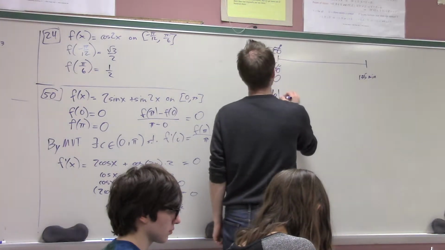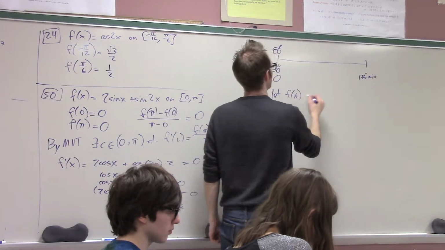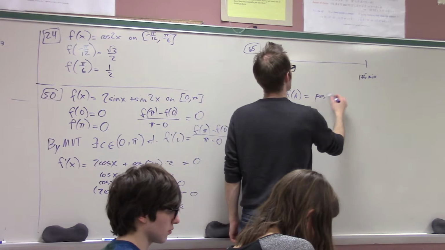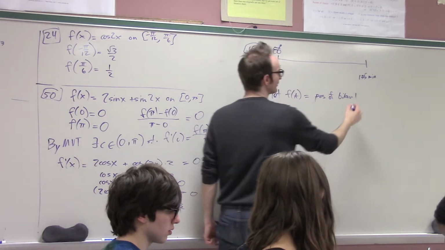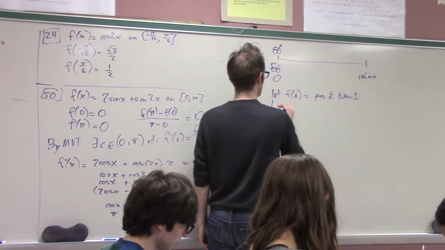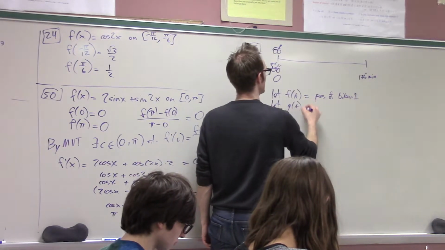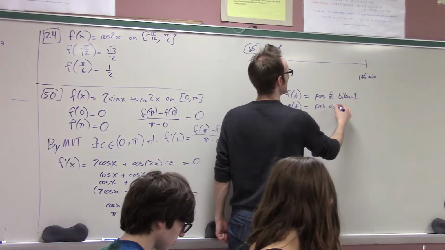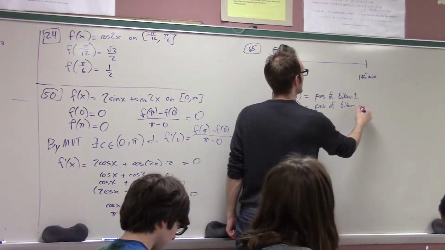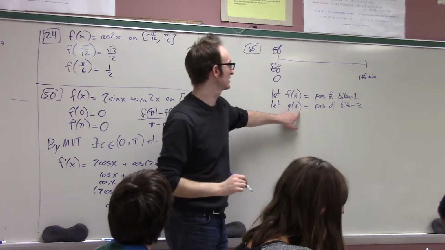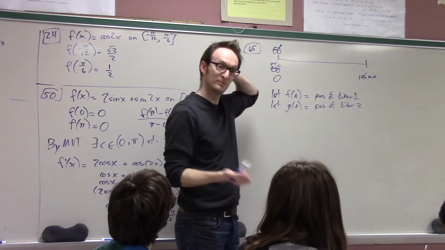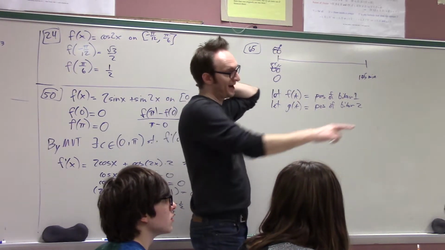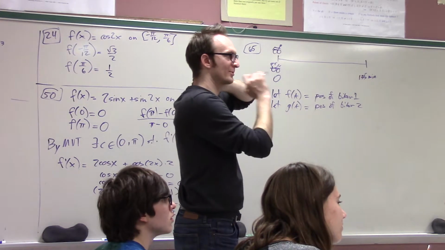So let f of t be the position of biker 1 over time, and let g of t be the position of biker 2 based on time t measured in minutes, where t equals 0 is 8 a.m. Is this kind of clear? All right, now comes the key insight. Say it one more time.